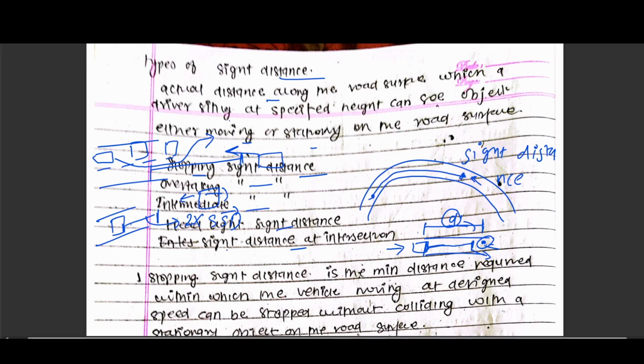The next one is the headlight sight distance. What is headlight sight distance? It is the distance that the driver can see from the headlight illuminance. The headlight will obviously illuminate the object in front of it, and the distance up to which the headlight illuminates and the driver can see is known as the headlight sight distance.